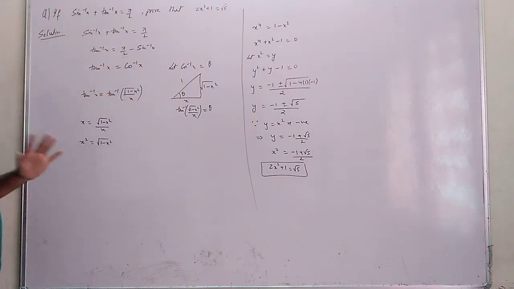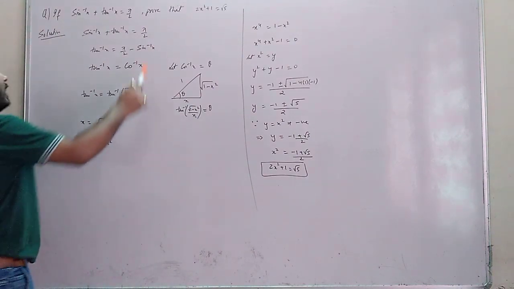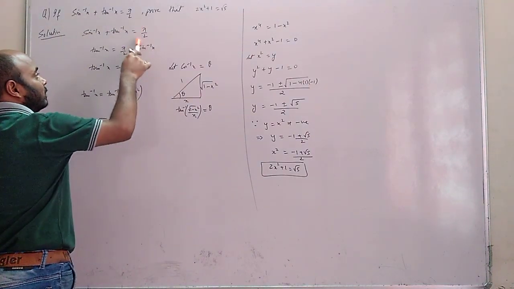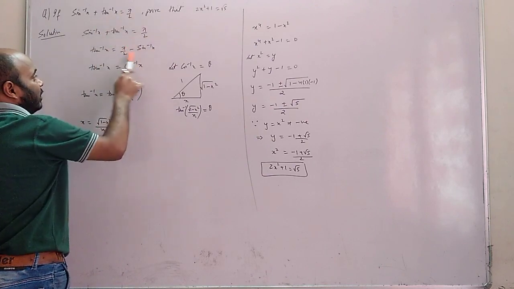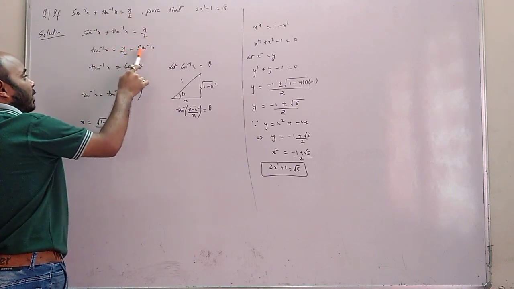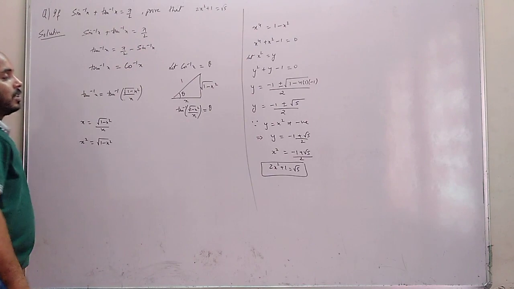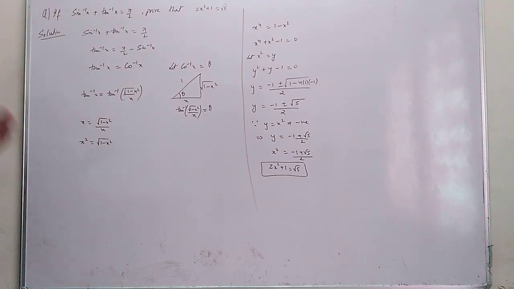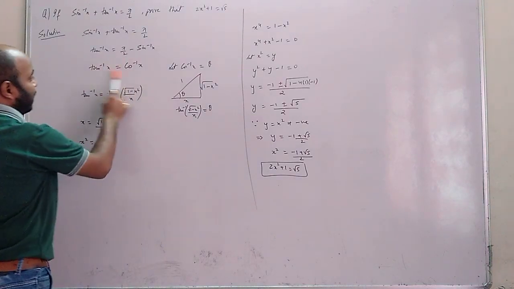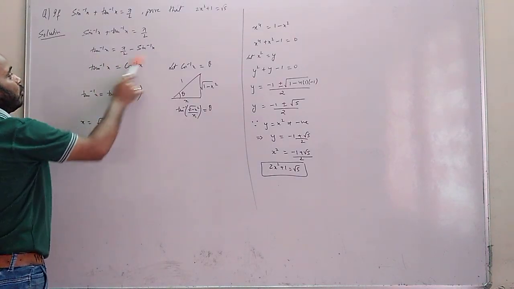But what I am doing, see, we have pi by 2 here. If I shift sin inverse to this side, this becomes a formula actually. Pi by 2 minus sin inverse x is cos inverse x. We have studied a formula, sin inverse x plus cos inverse x equals pi by 2. So see, now my work has become smaller. So that's why I'm doing this.